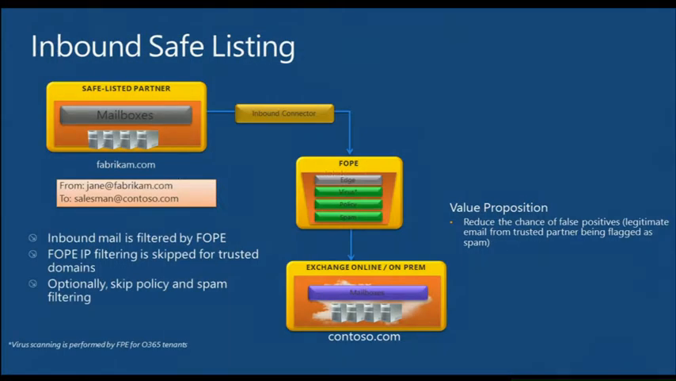The final piece of the puzzle is inbound safe listing, which allows us to configure the connector so that it doesn't do filtering. We'd use that in a trusted scenario where we're very happy that all that mail is coming from a trusted partner or maybe our on-premises solution. We don't need to spend time filtering and marking that. We're perfectly happy to accept that mail.